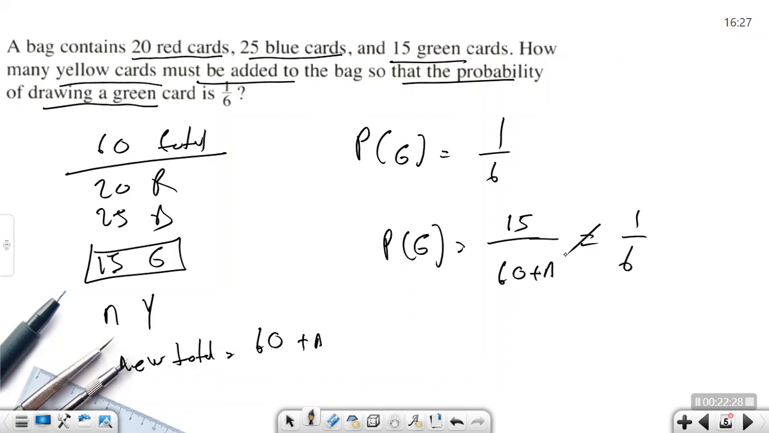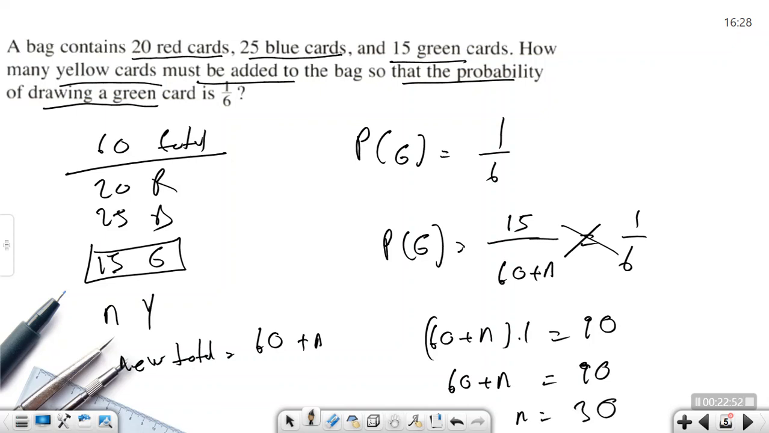If these two are equal, you can cross multiply. 60 plus n multiplied by 1 equals 6 times 15, which is 90. So 60 plus n equals 90, and n equals 30. If I add 30 yellow cards, I am 100% sure the probability of green will be 1 over 6.